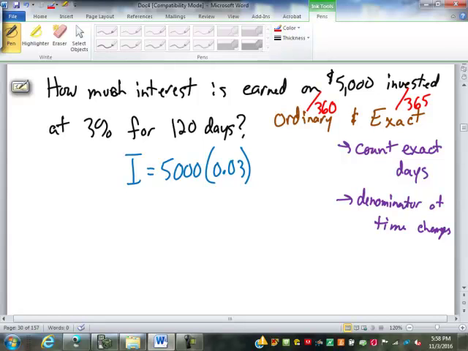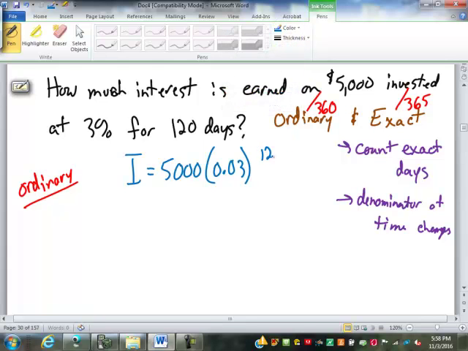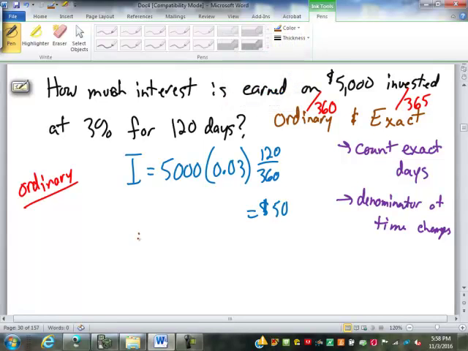So let's start out, we're going to do this one both ways. Let's start out figuring with ordinary interest. So this is going to be 120 over 360, which ends up being, what's that? $50 in interest. So the interest is $50.